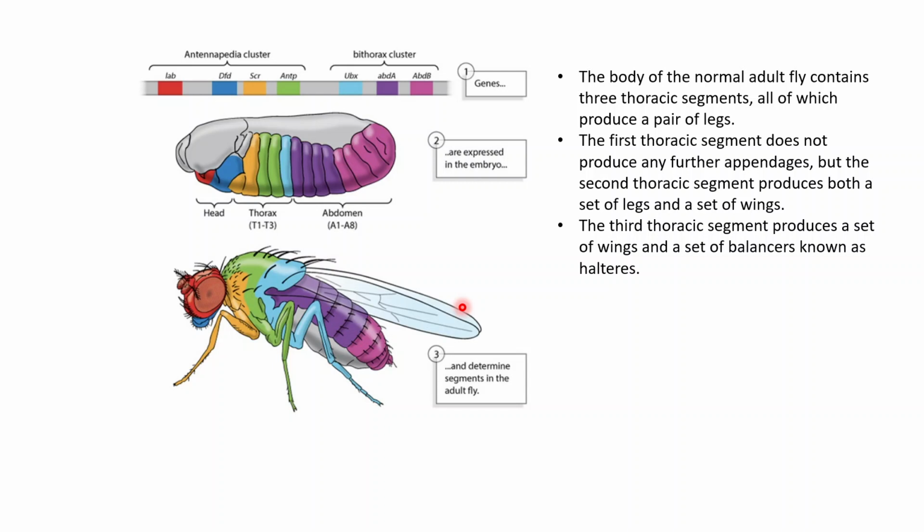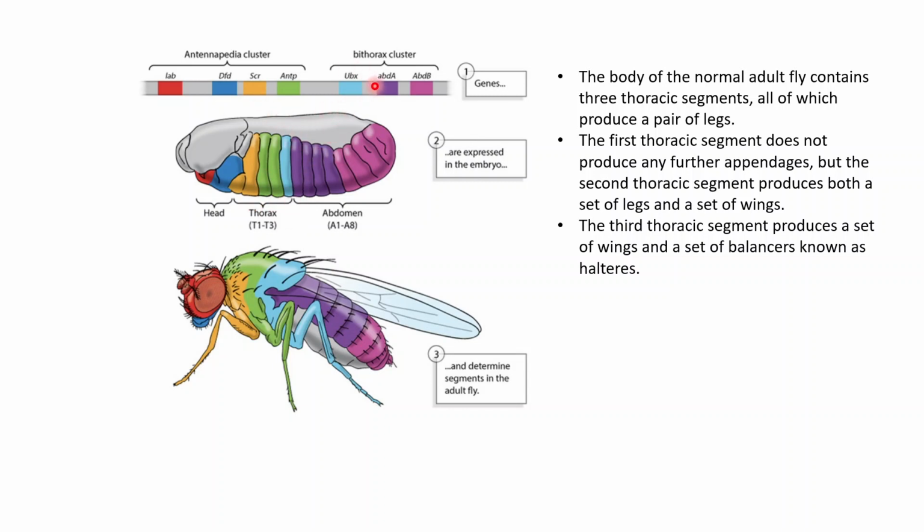Now here is a representation of different Hox genes responsible for the formation of structures in Drosophila. We have an antennapedia cluster, we have bithorax cluster. Here the genes of interest are antennapedia, the green one, and ultrabithorax, UBX, the blue one. So if you see here, thorax from T1 to T3, we have expression of SCR. Antennapedia marks the second thoracic segment and the third thoracic segment is marked by ultrabithorax, right?